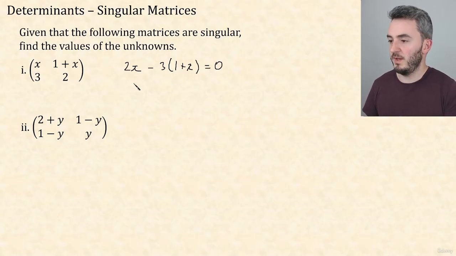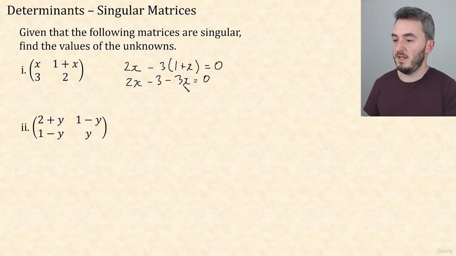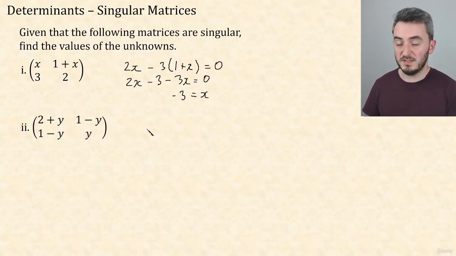Well, we can just solve that. We get 2x minus 3 minus 3x equals 0. So in total, we've got negative x here, add that to both sides, and we get x is minus 3. So if x is minus 3, then the matrix is singular. That is, it's got a determinant of 0, and it's a matrix that squashes down everything.